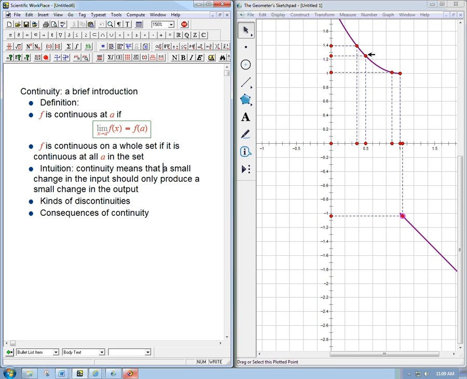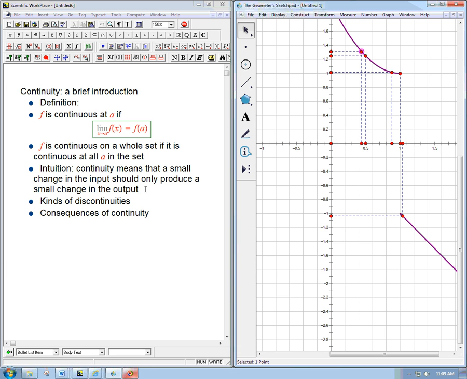Let's contrast that with this one again. If a equals 0.5, this is a point where the function is continuous. If I start exactly at 0.5 and move off a little bit, the y values don't change very much. When x changes a small amount down here, the y values change only a small amount up here. That's a point of continuity. This is how continuity is practically useful: small changes in input should only produce small changes in the output.